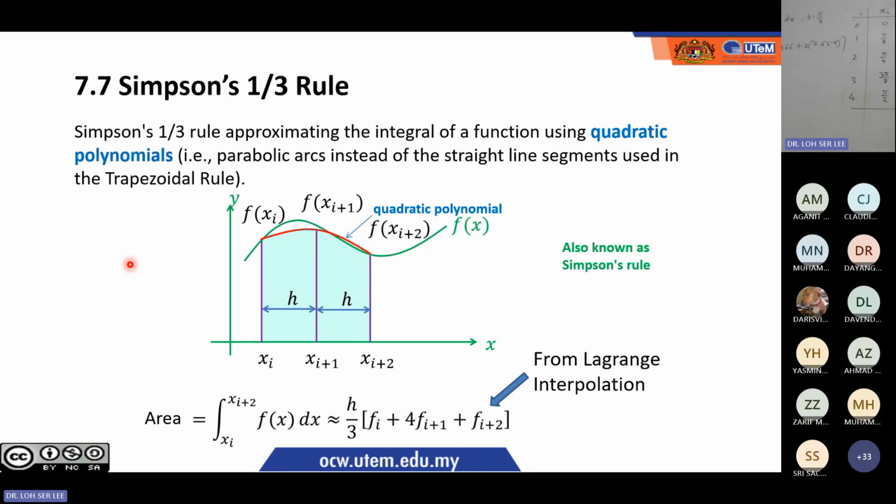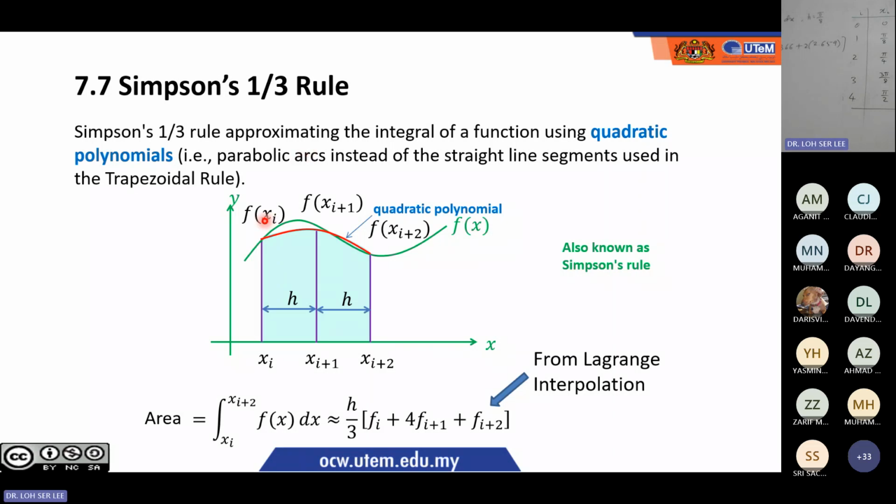Now we look at Simpson's one-third rule. This rule is approximating the integral of a function using quadratic polynomials. Now look at the screen. What is the difference between this Simpson's one-third and the trapezoidal rule?